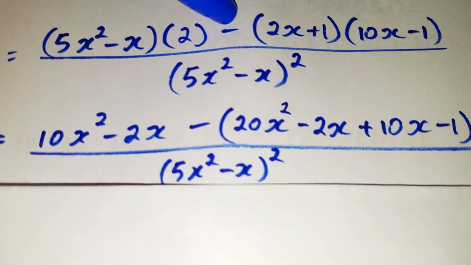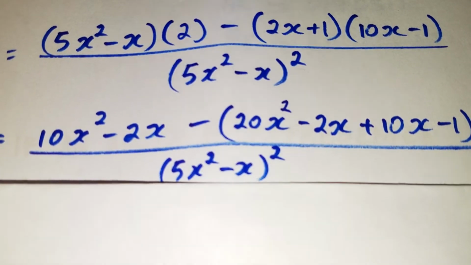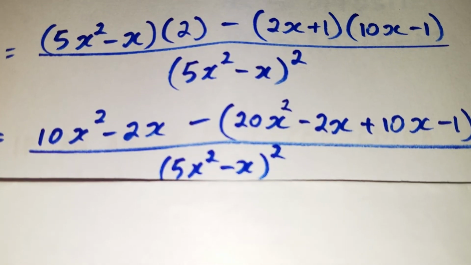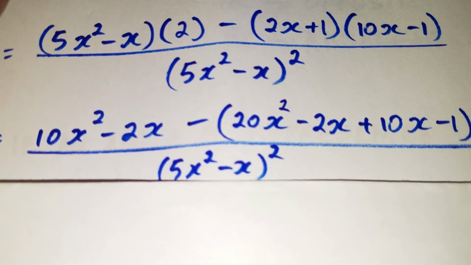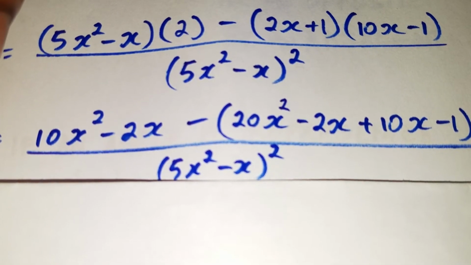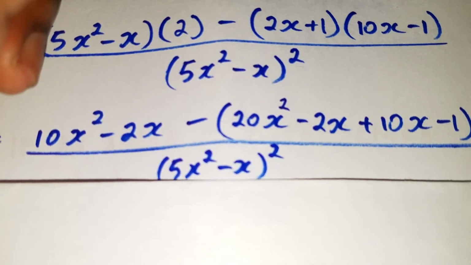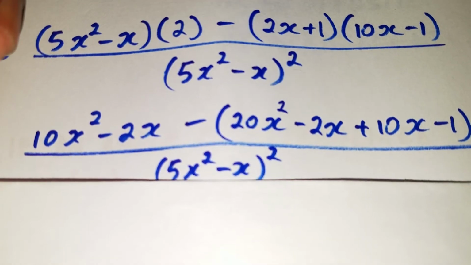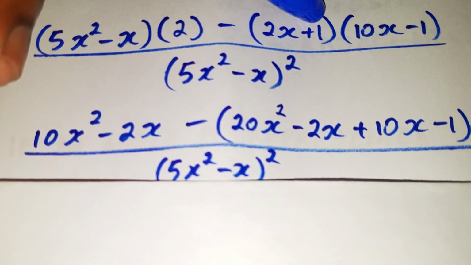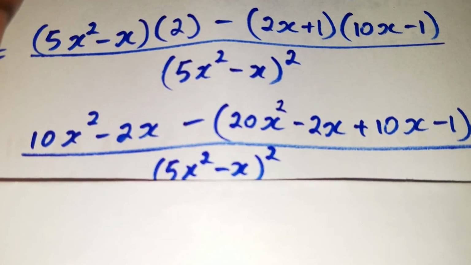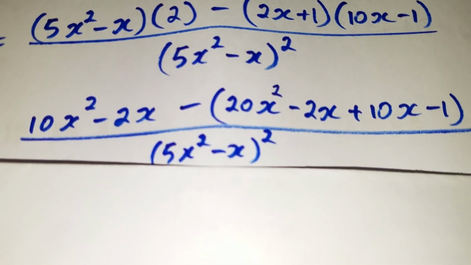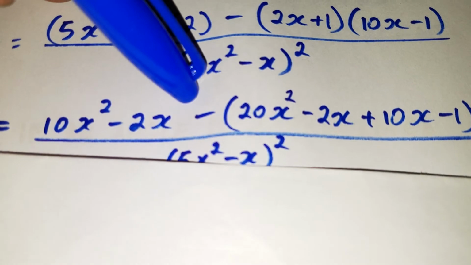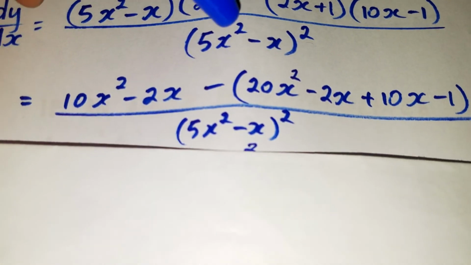And then given that we have a minus sign here, we want to expand the bracket first. Let's expand the brackets. 2x times 10x will give us 20x squared. And then we have 2x times negative 1 will give us negative 2x. Then we have plus 1 times 10x will give us positive 10x. And plus 1 times negative 1 will give us negative 1. And then the negative sign will still be outside here.